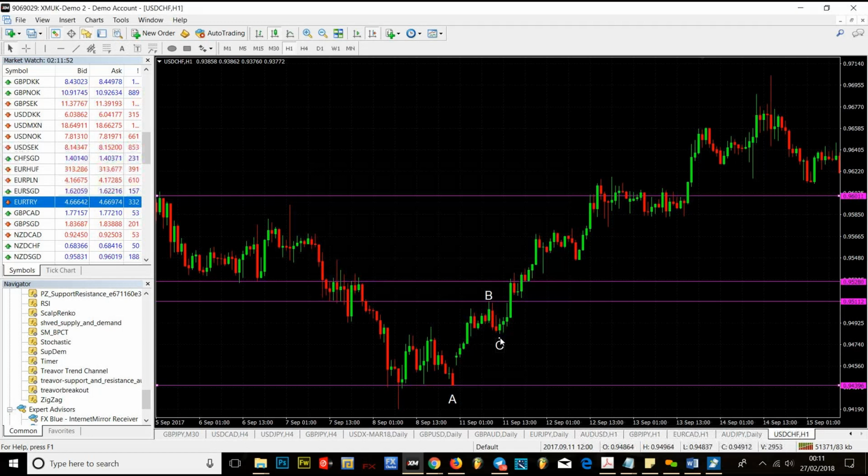Now this C that we found out here, which is the lowest point of that market before it continued, will now become our A. The C will become our A. Then the point that the market got to before it began to retrace will now be our B.